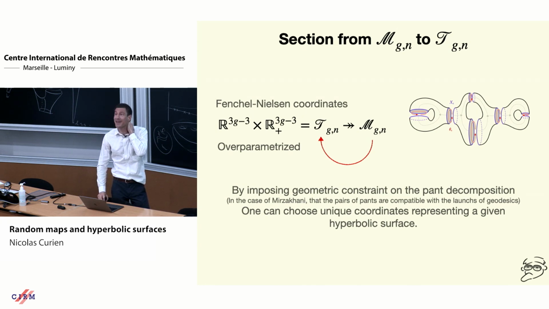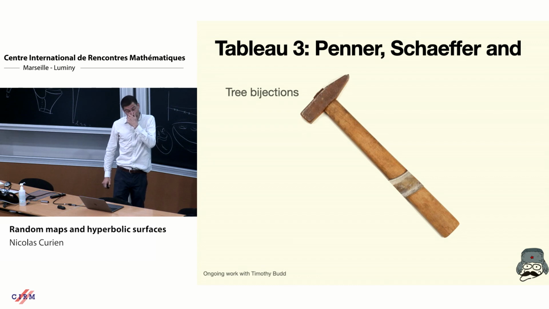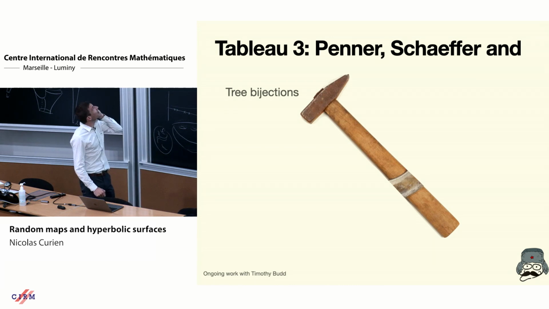You're lost? Good. If you're lost, let's go forward and move to the third tableau. You know, I said it is impressionistic. Third tableau, Penner, Schaeffer, and tree bijection.